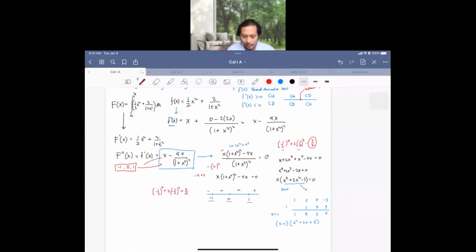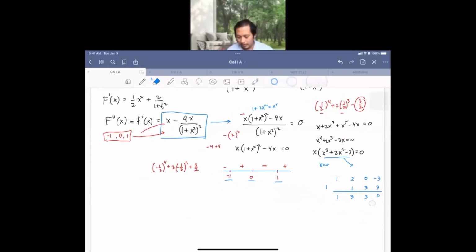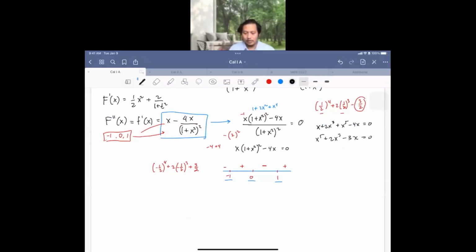Oh, I made a mistake here. It's supposed to be 5. That's why I felt this was not correct. It's supposed to be... and this is 1, 0, 2, 0, -3, 0.